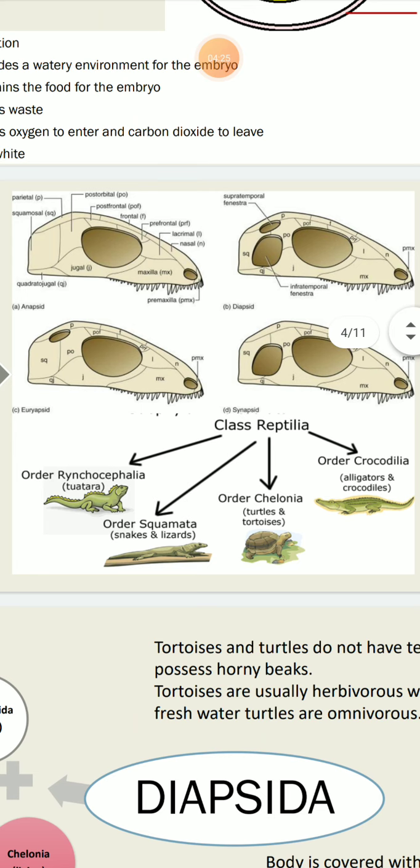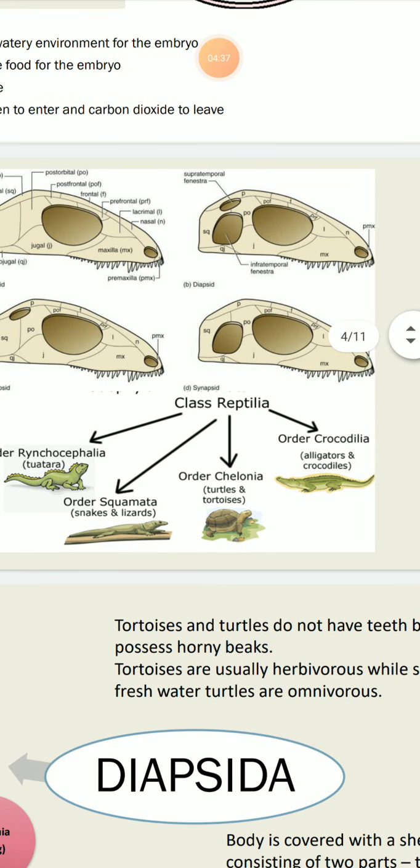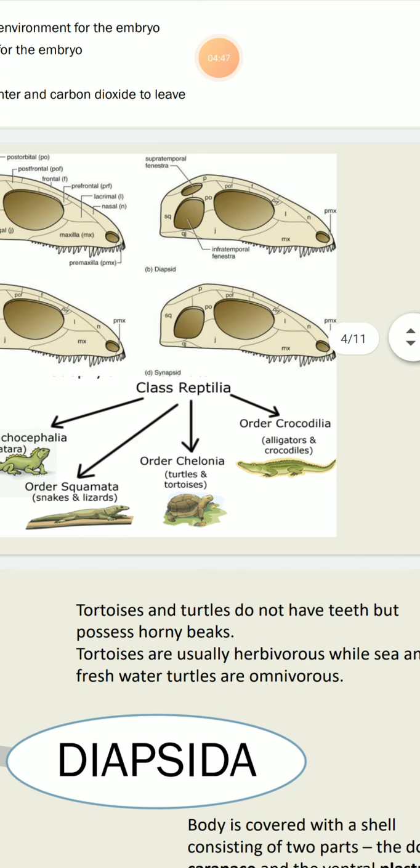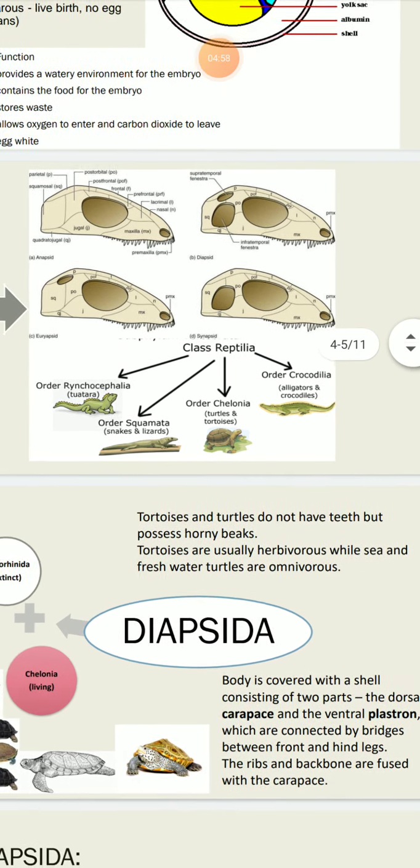Order Rhynchocephalia examples are Tuatara and Sphenodon, basically one and the same. Order Squamata is the largest among the reptilians, which consists of lizards and snakes. Order Chelonia is a true anapsid, which consists of turtles, tortoises, terrapins, and sliders. Order Crocodilia consists of alligators, crocodiles, caiman, and gharials; all those come under order Crocodilia.